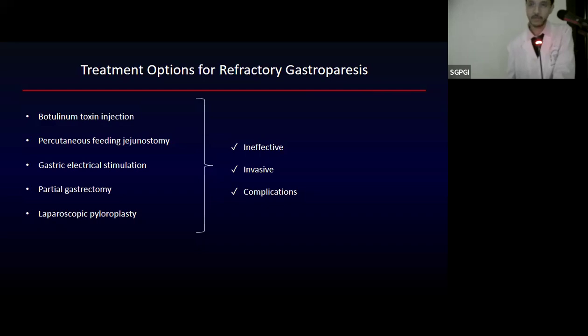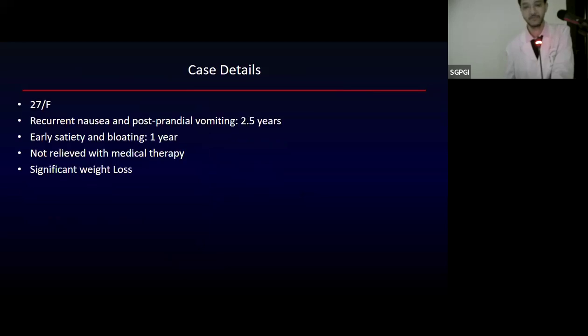Now, laparoscopic pyloroplasty has comparable clinical success rates to those of POEM. However, being a surgery with its invasiveness and complications, it is not always preferred. And the last case on the block is the G-POEM. So we have a case related to that.